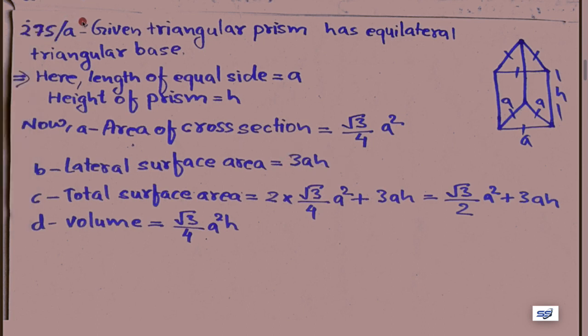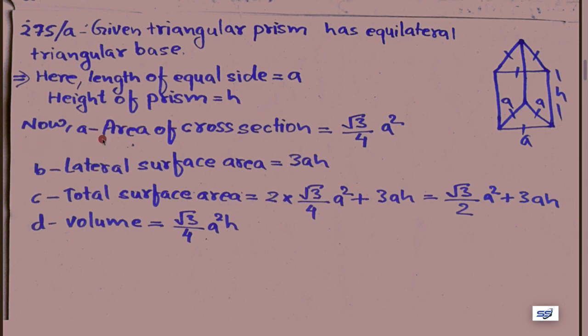In this way, we'll see a simple question. Question number 275 upon A, here a figure of prism is given. Here both sides are equal, denoted by A. Here the third side is also equal, denoted by A, and this is denoted by S. The given triangular prism has an equilateral triangular base, it means the base is an equilateral triangle. Now here the length of equal side is equal to A, height of prism is equal to h.